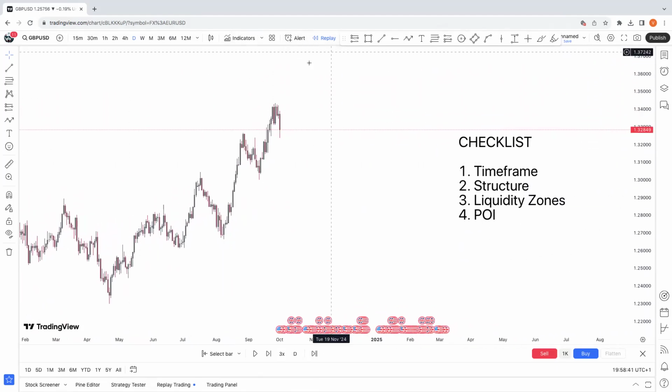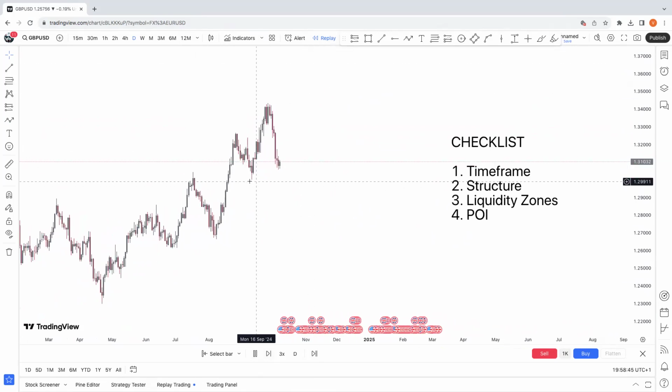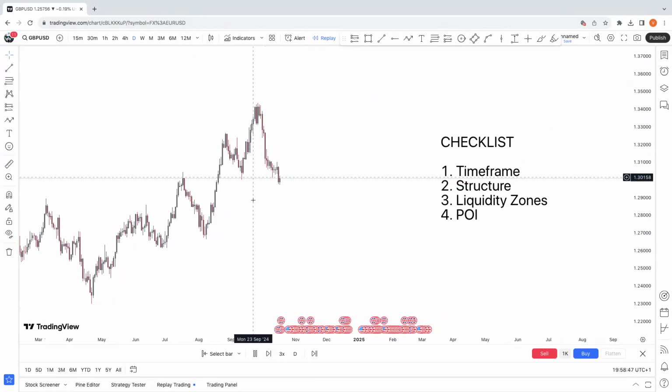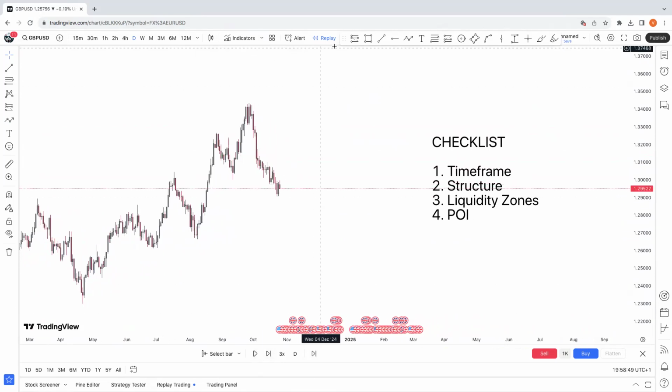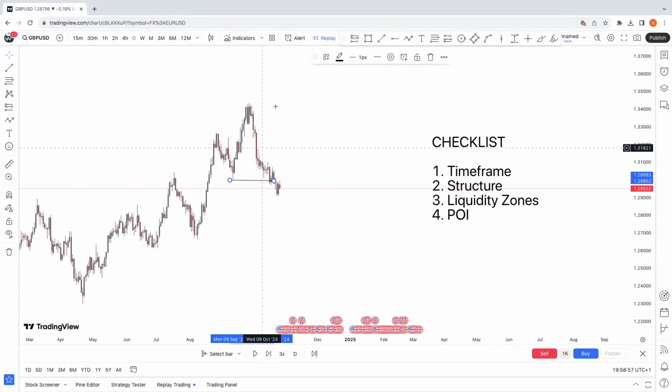So something happened here. Let me play. So this was our last lower high, right? Now this is what happened. We had a change of character here, right? Because this higher low had been taken out, right? So we then refer to this zone here as our what? As our change of character, right? So this is a change of character.